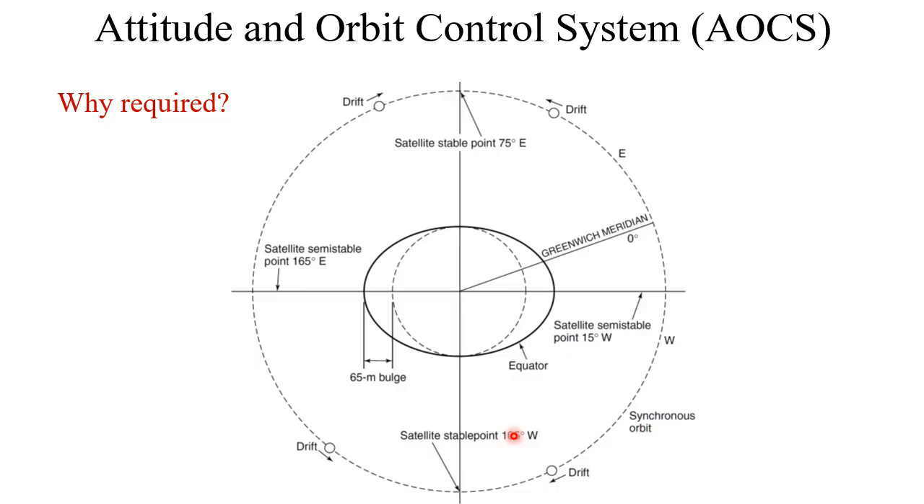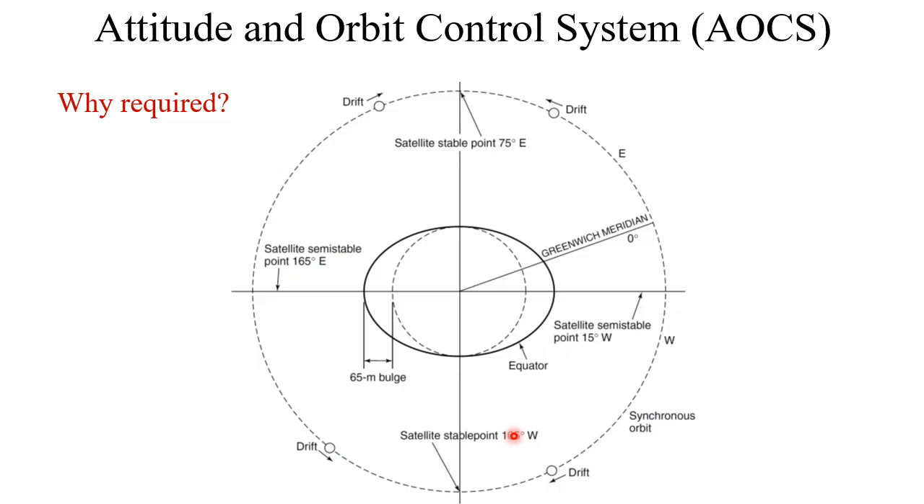Different forces are there, and because of those forces, the satellite will try to move from its original position to some other position. At the same time, the satellite may suffer from some kind of vibration, may be rotated around its own axis. That means the satellite antenna that should be pointed towards the Earth station may be rotated because of some other issues, right?